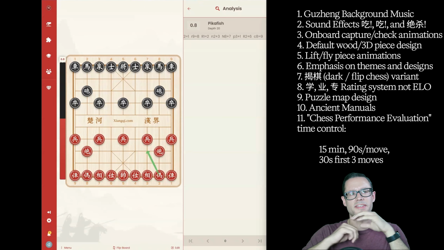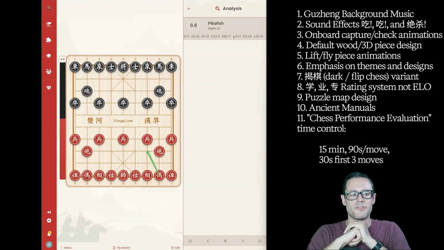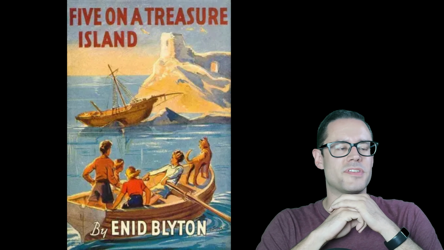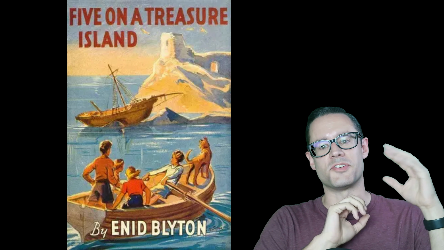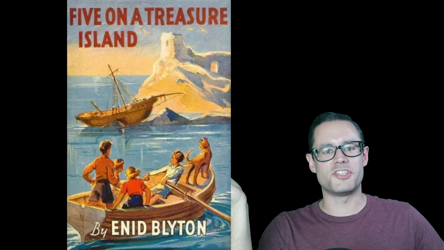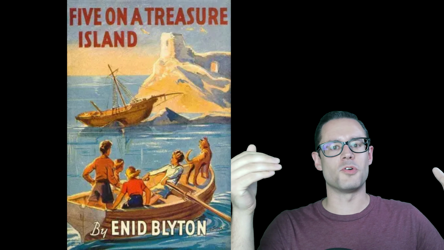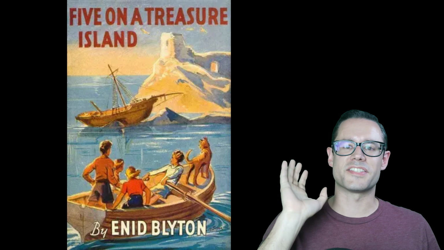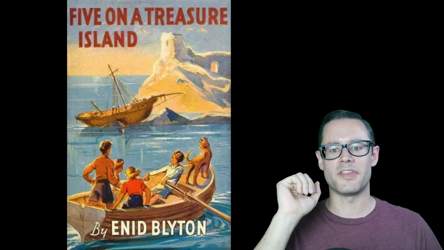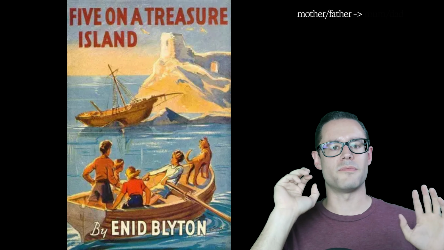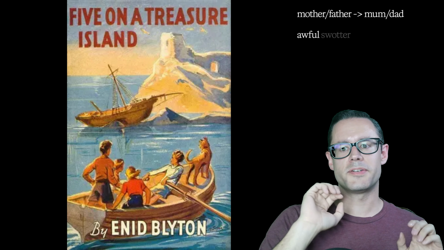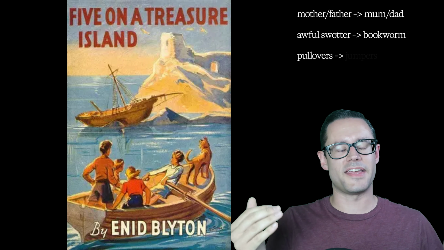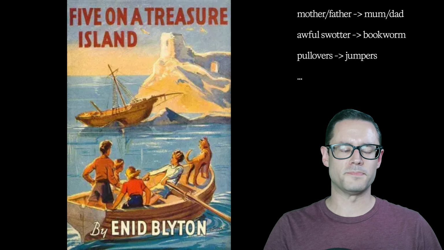So here's a relevant example. Back in 2010, there was a publisher who decided to rewrite Enid Blyton's famous five books after some market research suggested that contemporary children couldn't really handle some of the older English words, and maybe they needed to modernize it a little bit, replacing some of the dated British vocabulary like mother and father with mum and dad. Awful swotter became bookworm. Pullovers became jumpers. So they just updated it. And this seems like a reasonable thing to do.